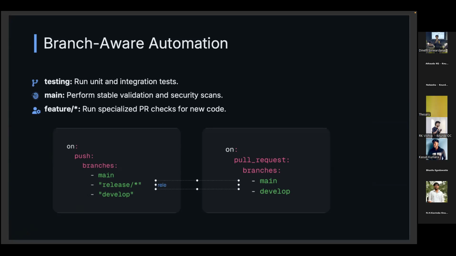Like release-dev, release-prod, something like that. And you can write these branches with double quotation marks or without. Pull request is the same logic, same concept, we just use pull request instead of push. Any questions up to now?